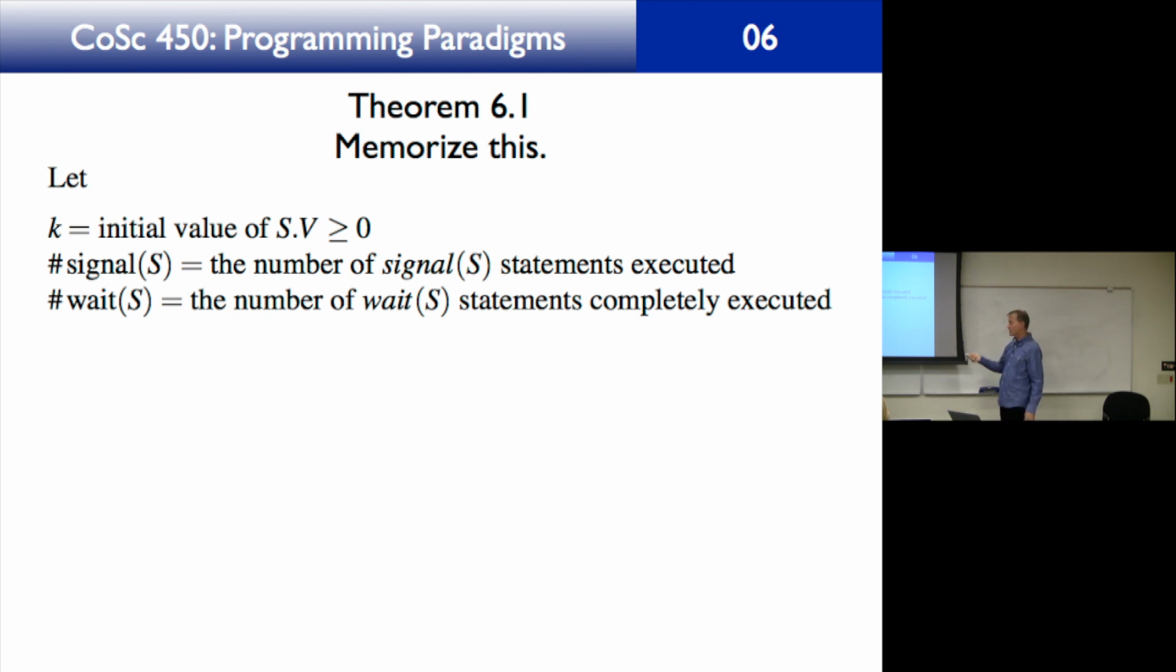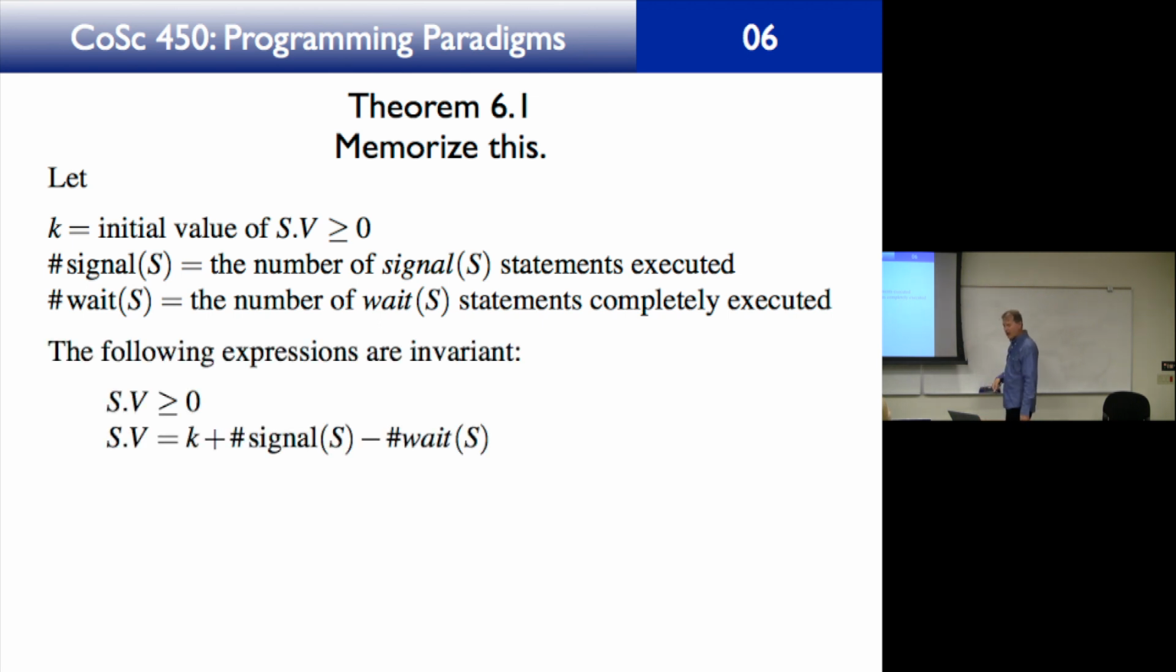Does everybody see what I mean? So that's how we interpret pound wait S. Okay? It's the number of wait statements completely executed. And now, so these are just definitions. This is the theorem. The theorem is the following expressions are invariant. S dot V is always greater than or equal to 0.